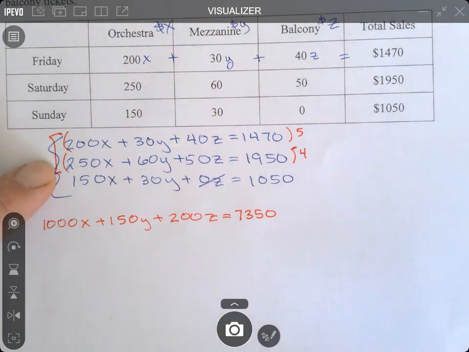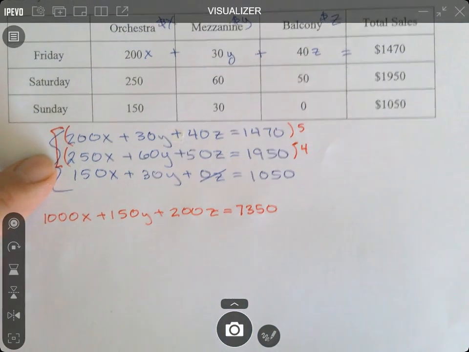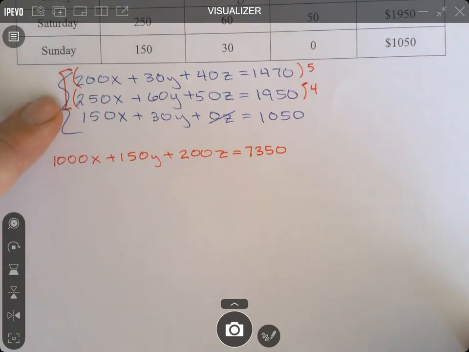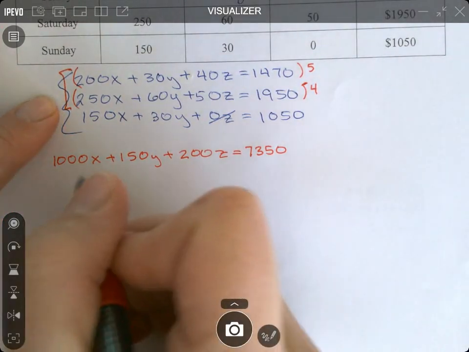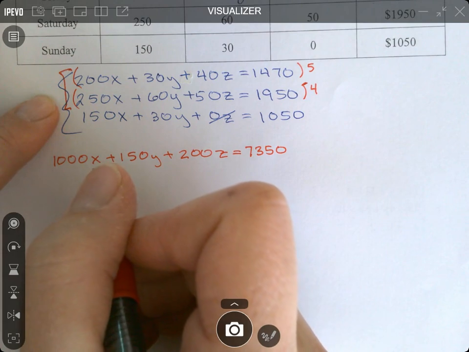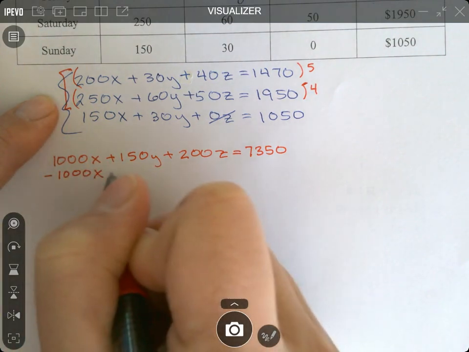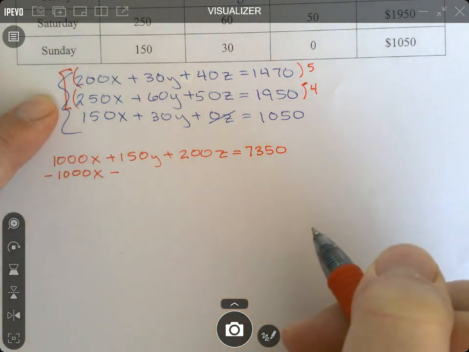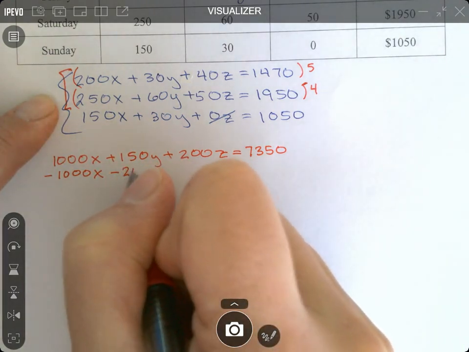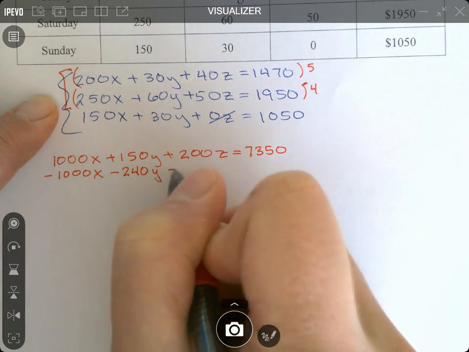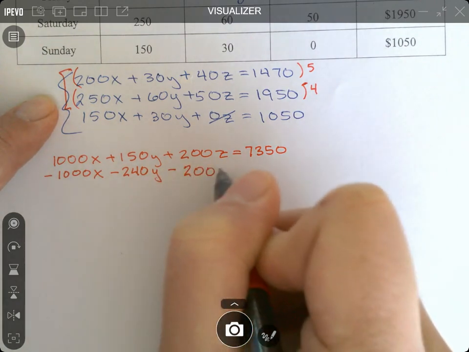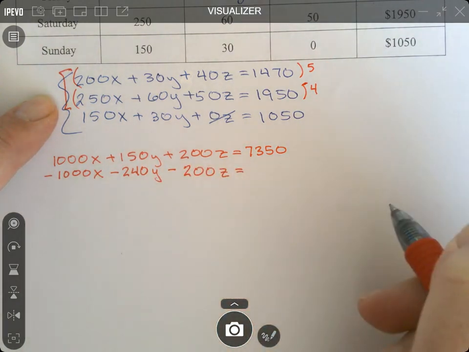All right, we're going to take the next one by negative 4. Don't forget that negative sign. All right, here we go. We get, oh, well, that's nice. We get negative 1,000. Do you see why I'm saying that's nice? Minus 240y, minus 200z.